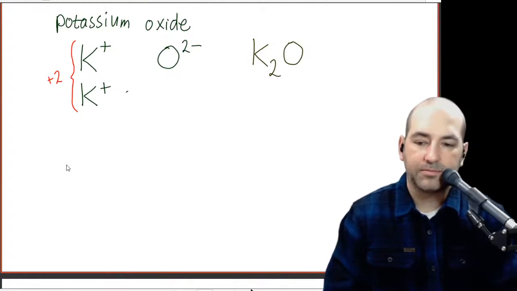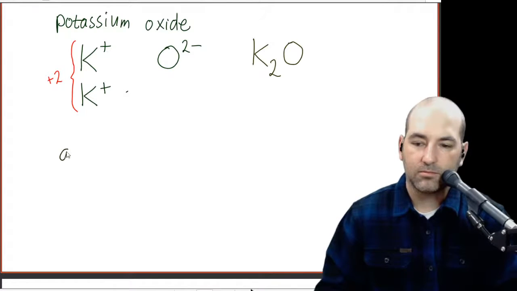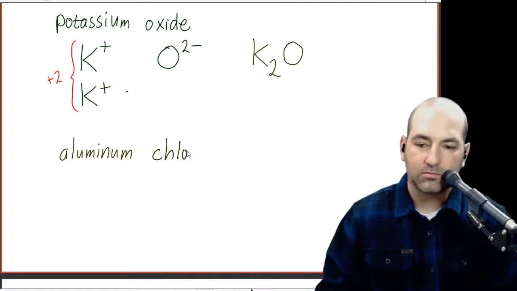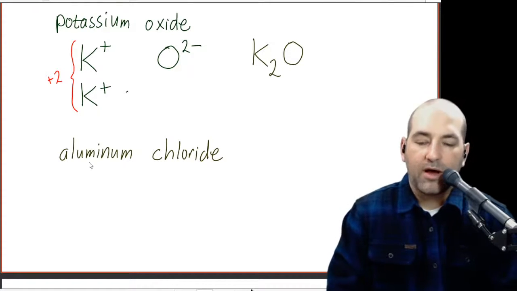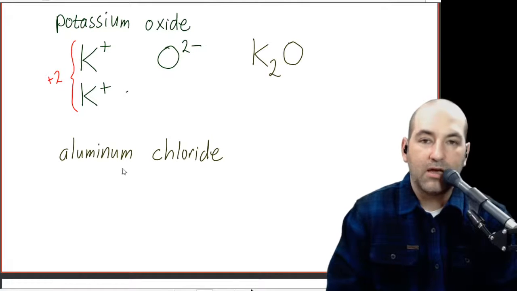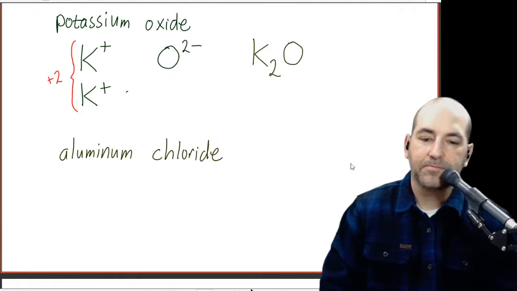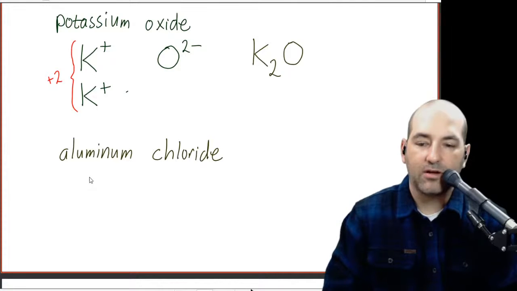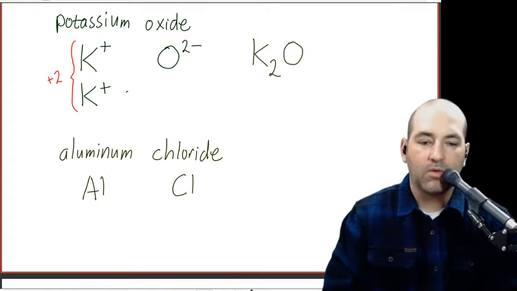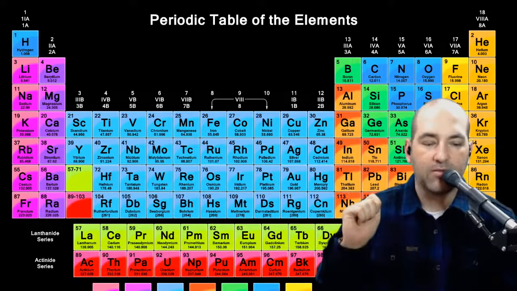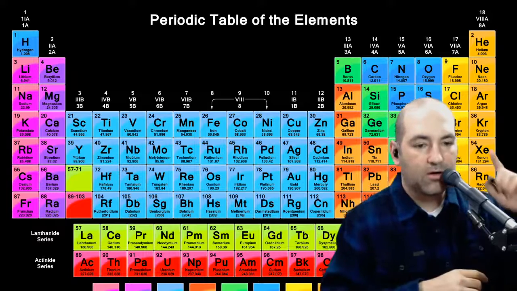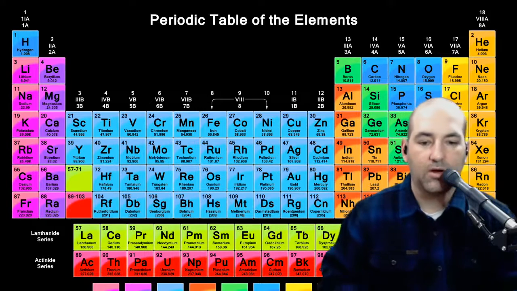Okay, let's try another one. Aluminum chloride. By the way, aluminum is also sometimes spelled aluminium. It's just a different variation. That's also okay. So we look these up on the periodic table, and we find that aluminum is Al and chloride is Cl. Once again, we need their charges so we can put them together in a compound. So we find aluminum in 3A right here, making its charge +3. We find chlorine over here, making chloride a -1 ion.